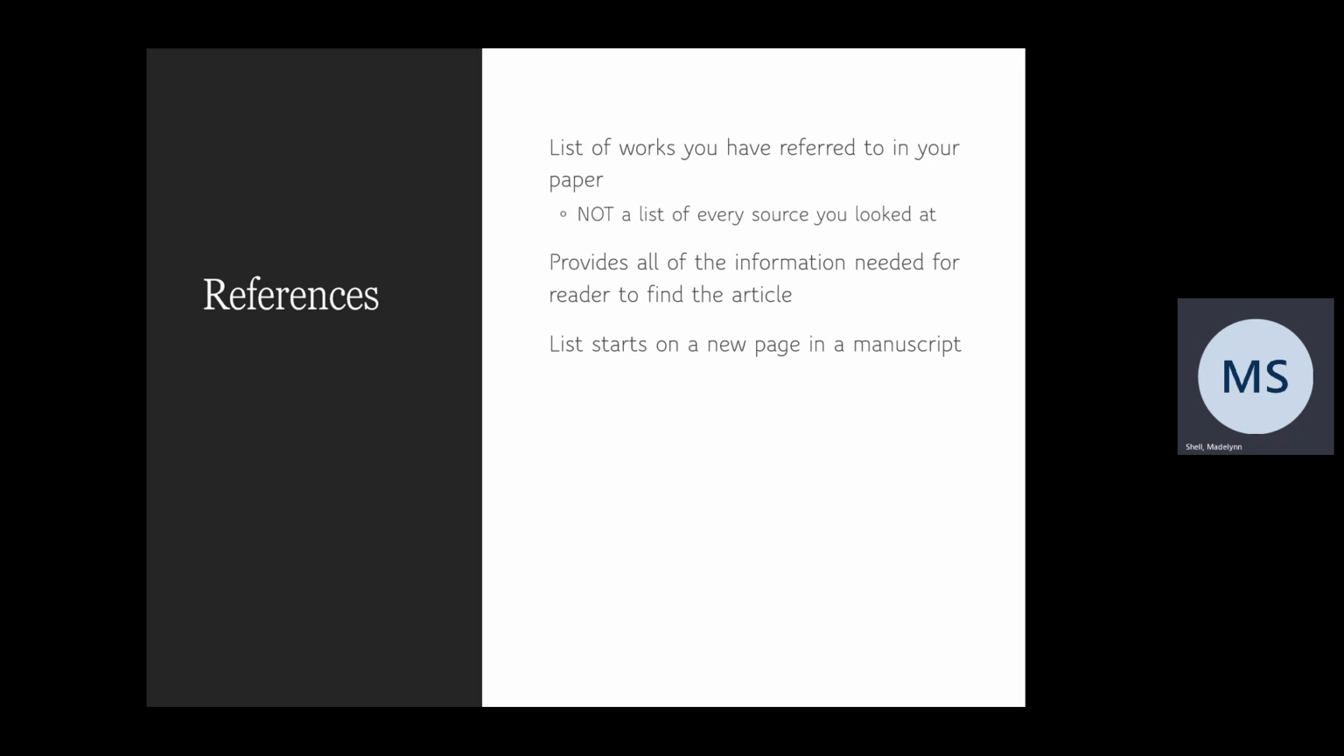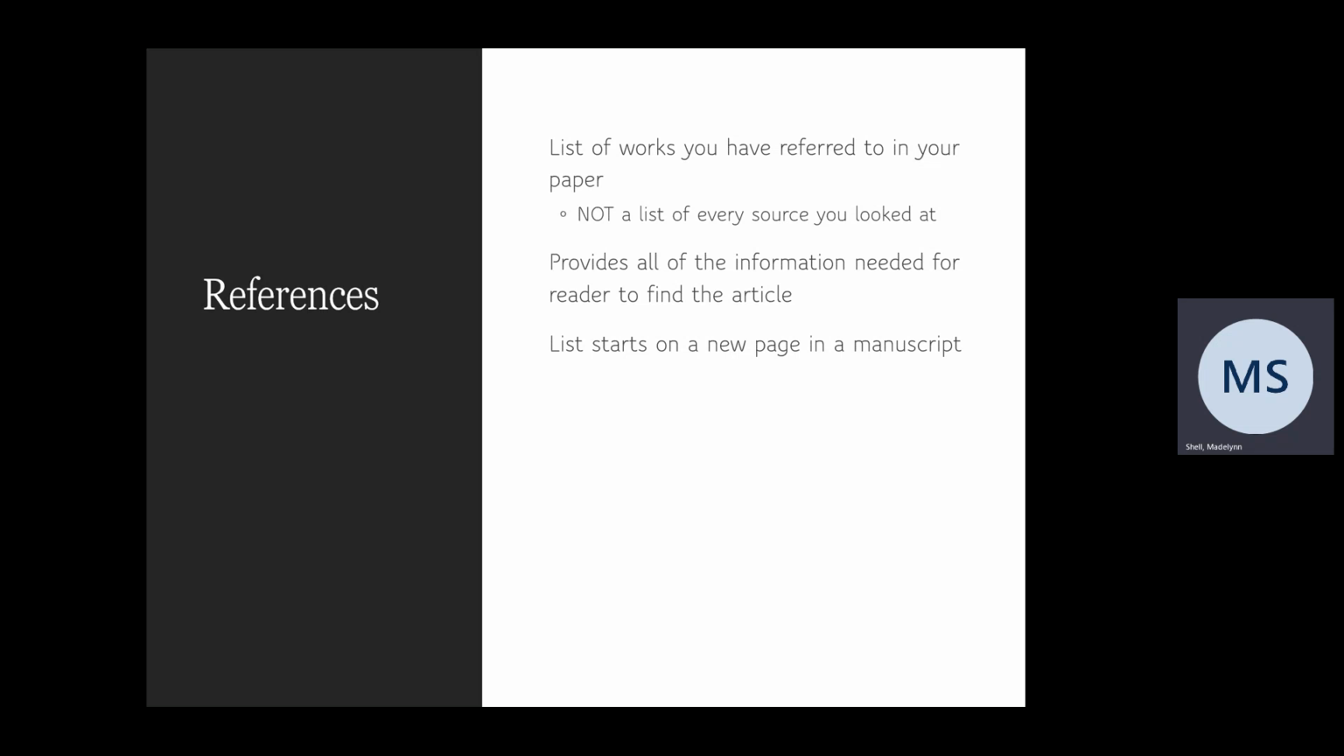So in general, in APA style, when we talk about a references list, that's a list of works that you have referred to in your paper. Now note that this is different than a works cited page, which is used in other types of citations, because in APA style, you don't list a source that you just looked at but didn't actually cite. So you only list sources that you actually included in your paper.